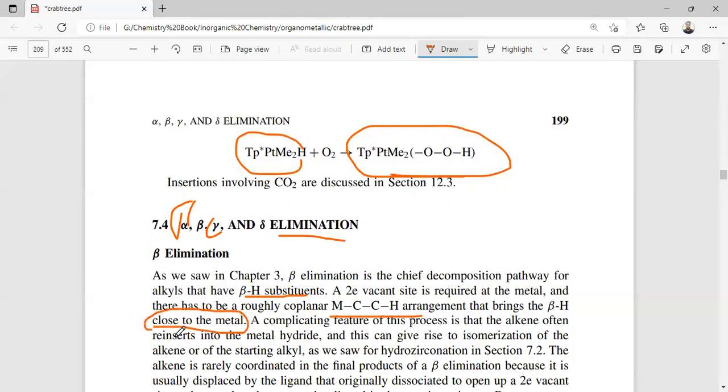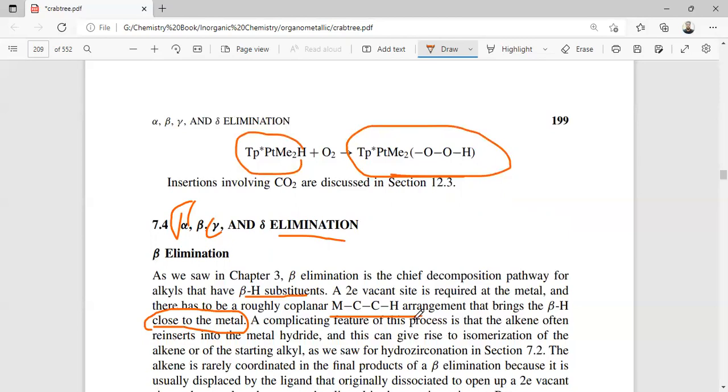So there are a total of 2 conditions for the beta hydride elimination. One is that a 2-electron vacant site is needed at the metal center. That means the metal should be coordinatively unsaturated, and the metal, carbon and hydrogen should be in a coplanar arrangement, so that with that arrangement the beta hydride is close to the metal. So these are the two conditions for the beta hydride elimination.